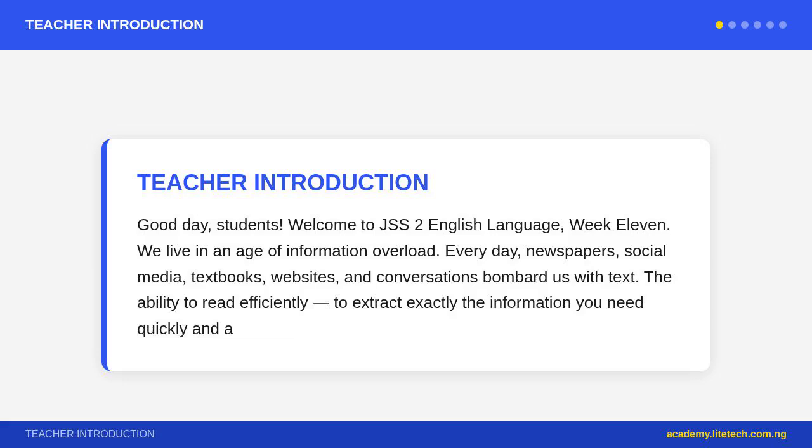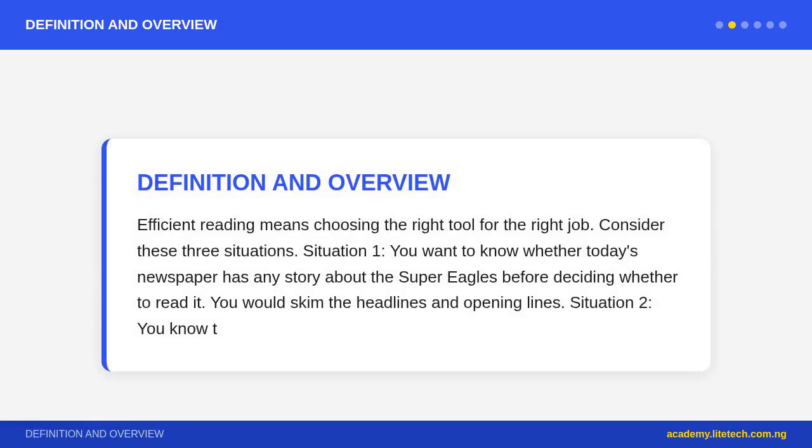Consider these 3 situations. Situation 1. You want to know whether today's newspaper has any story about the Super Eagles before deciding whether to read it. You would skim the headlines and opening lines. Situation 2. You know there is a football story and you want to find the final score. You would scan the article for the numbers. Situation 3. You are studying for an examination and need to understand every argument in a political science article. You would read it intensively.